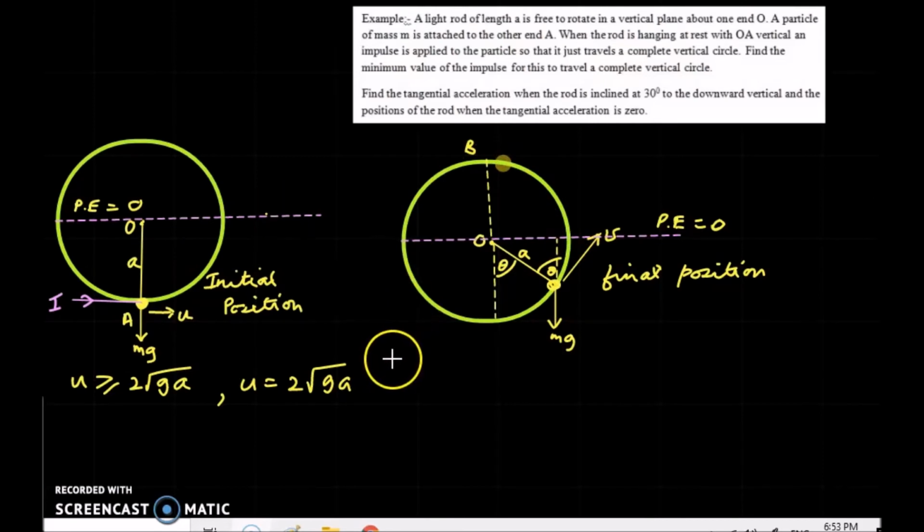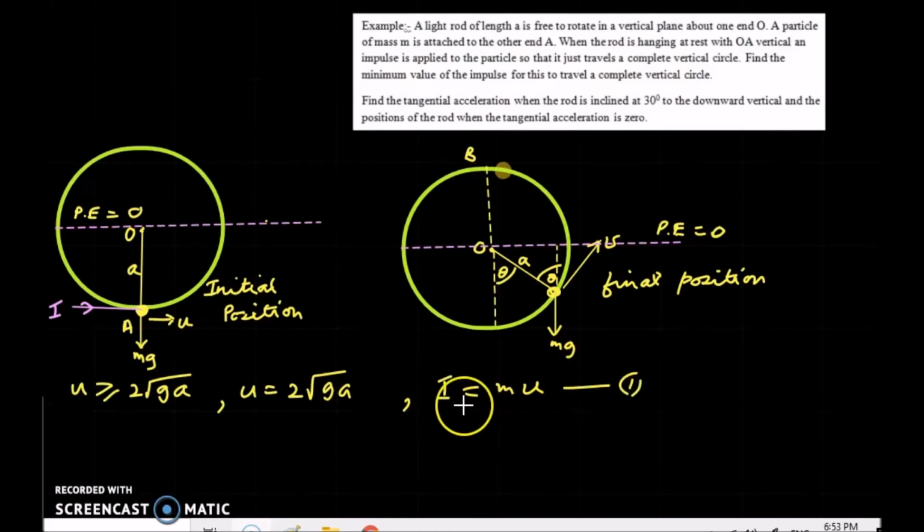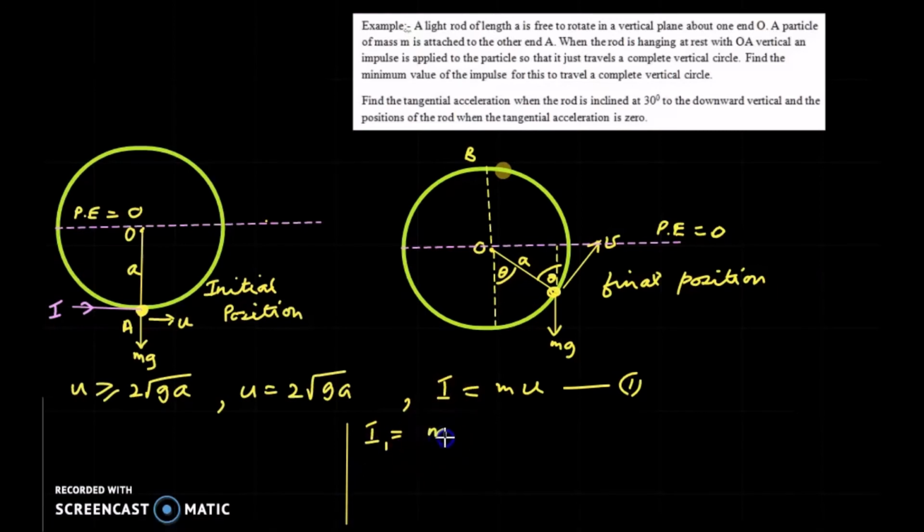Now, in this problem, we are asked to find the minimum value of the impulse for this to describe a complete circle. For this, we want this equation. We got this earlier, I equals mu. That is, impulse equals mu. Let the minimum value of the impulse be I1. Then I1 equals m into 2 into square root of ga. That is 2m square root of ga. This is the minimum value of the impulse.